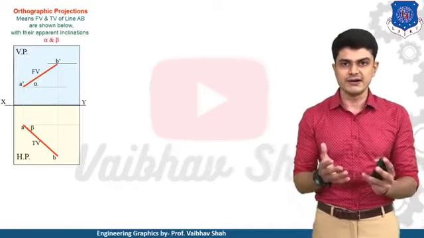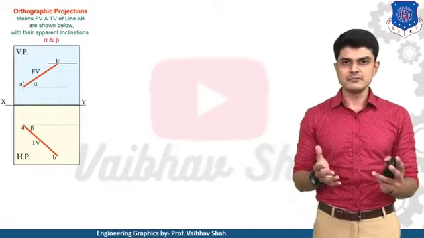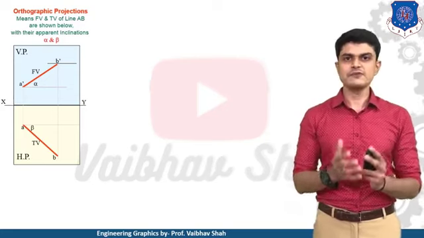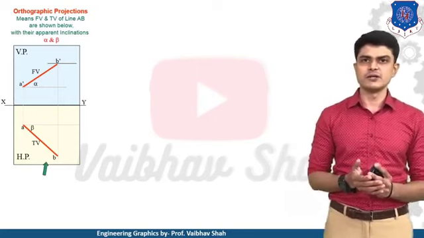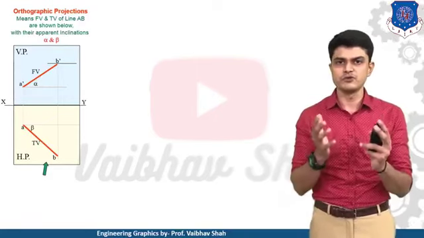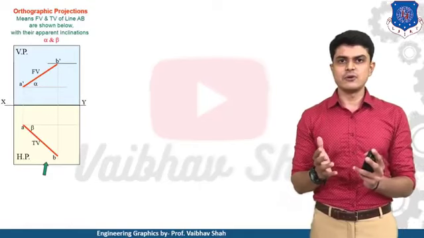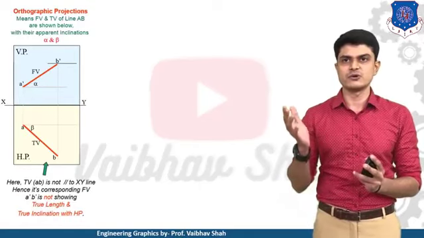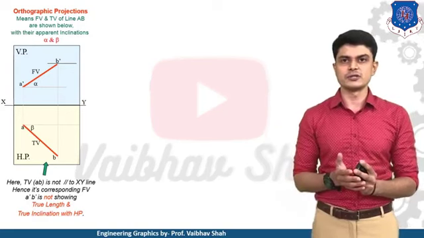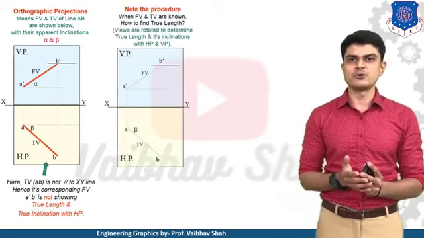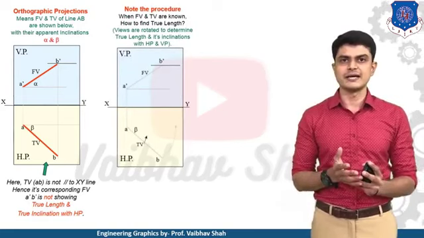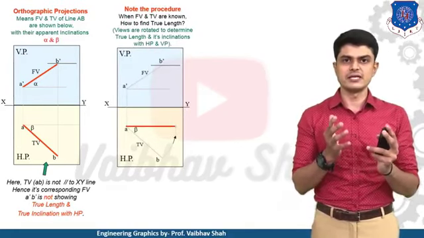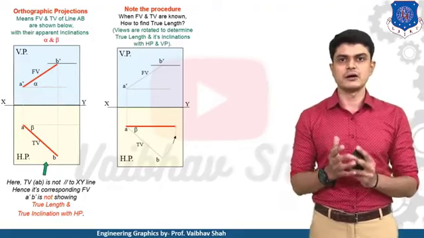We have drawn this front view already here, alpha and beta, but actually it is not possible to draw alpha and beta without having the true length of the line. So what we will do is we will try to convert this top view of the line and make it horizontal. We know that whenever we are having a horizontal line, it will give a true length in another reference plane.